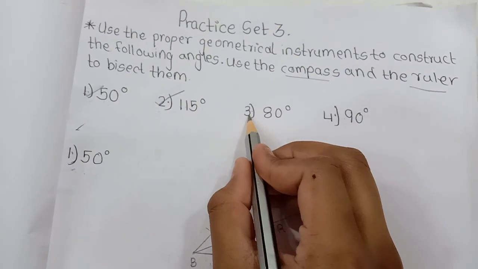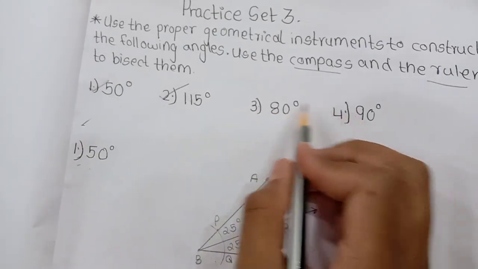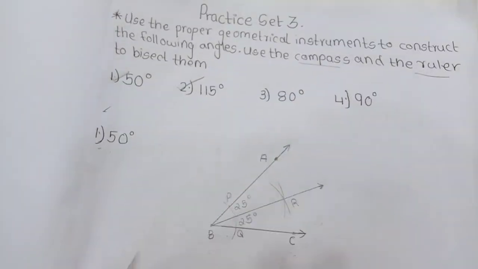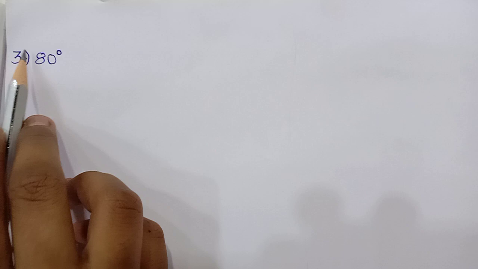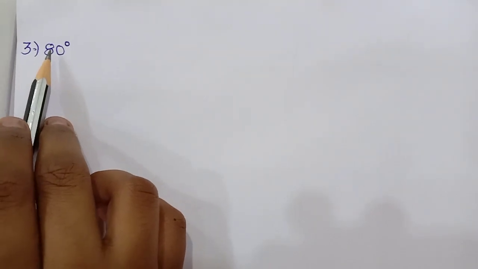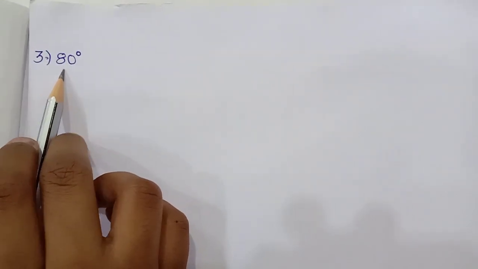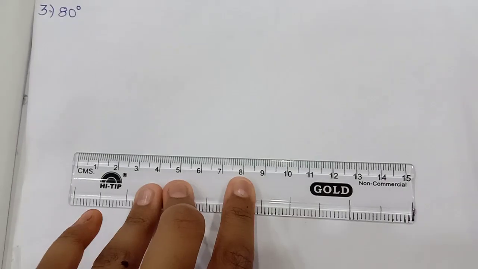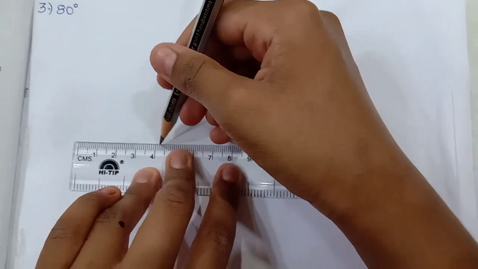Now we are going to do the 80 degree, less than 90. So let's do the third one. So children, now we are going to make the angle of 80 degree. So let's make. So children, now make the line.